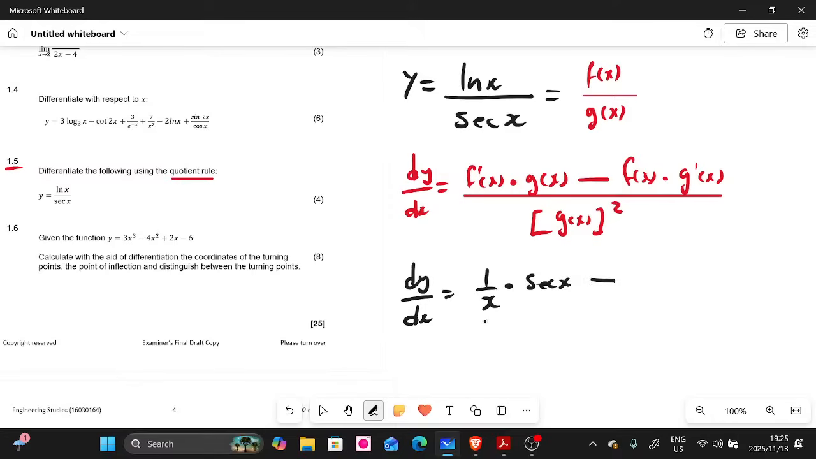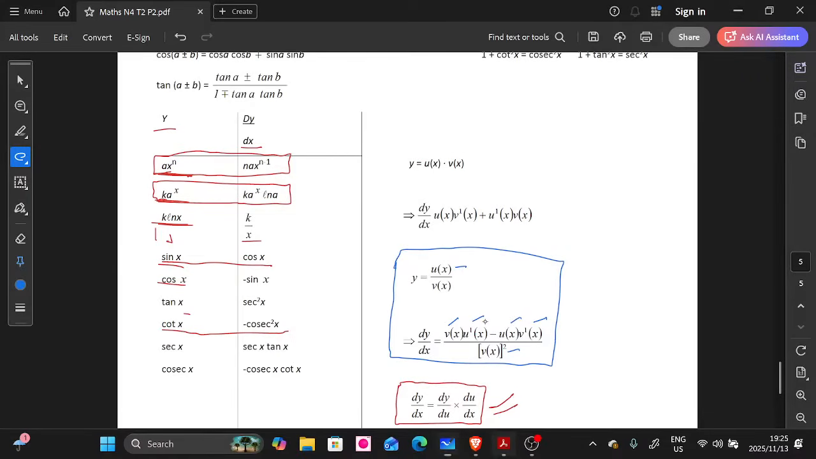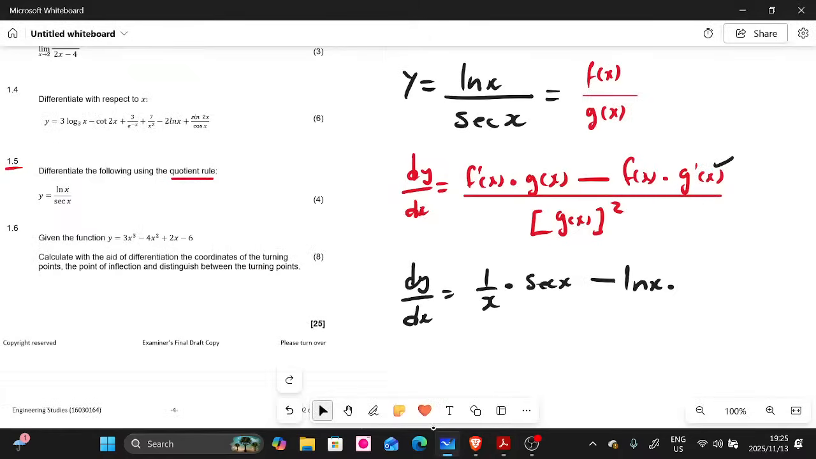And then after the minus, this time around you leave f of x, which is ln. You don't derive it, you leave it. So you write ln x there. Then you multiply by the derivative of g of x, which is going to be sec. Again, we did sec before on the formula sheet. The derivative of sec x is sec x tan x. So let's continue. This is going to be multiplied by sec x multiplied by tan x.